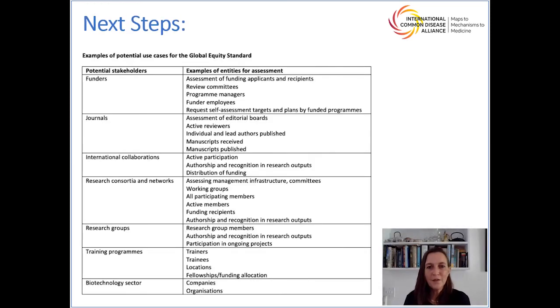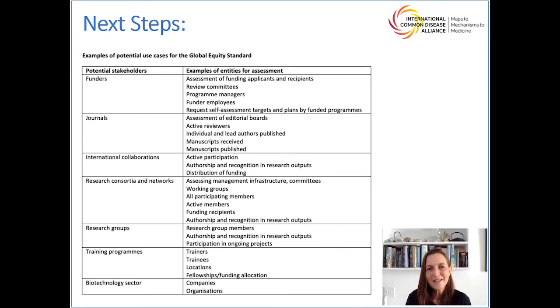Now that we have these metrics for working groups ready to go, what are the next steps? So first of all, as the ICDA working groups, we will use the standard that we've developed and test out these metrics to measure our baseline global equity in our working groups, so that we can see where we have gaps and we can see what targets we need to set and how far off we are from reaching those targets in order to support global equity as we aspire to do.